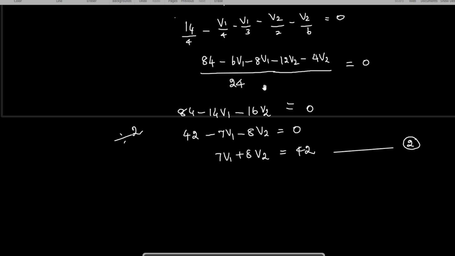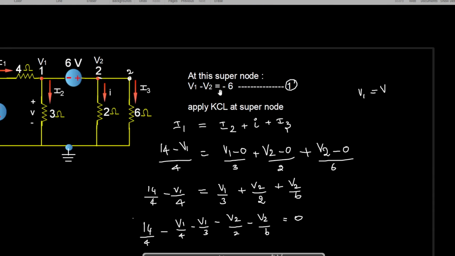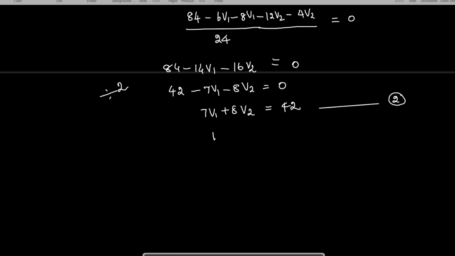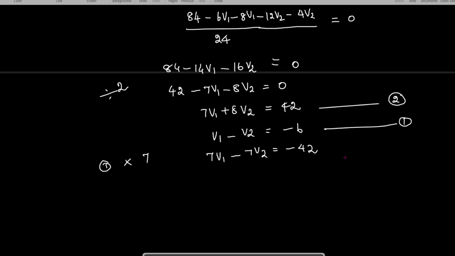Now bring the first equation. So it is V1 minus V2 is equal to minus 6. Bringing back this and multiplying the first equation with 7, you will get 7V1 minus 7V2 equal to minus 42. So you make it as the third equation.